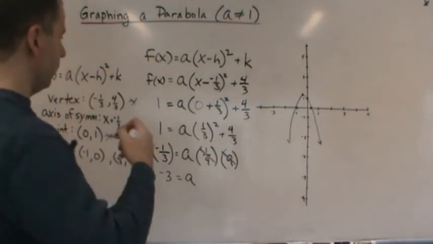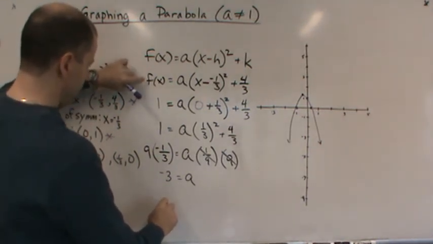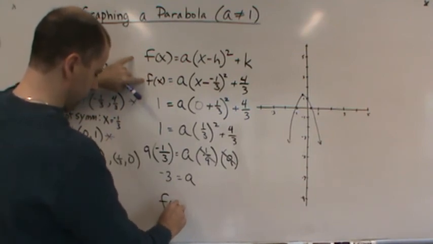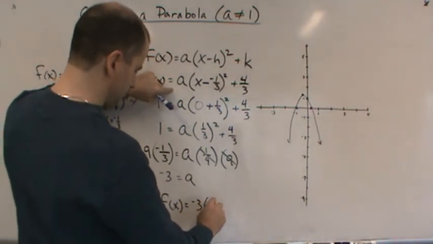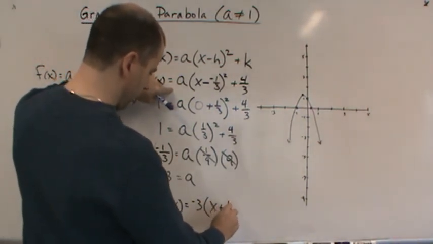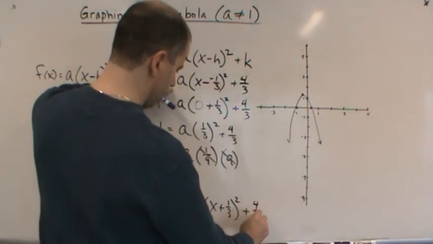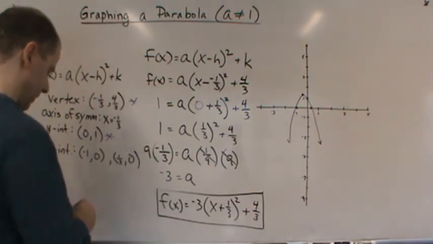We know the form of the equation of the parabola. It's going to be f of x equals negative 3 times x plus 1/3 squared plus 4/3. And that's what we ended up with last time. And that's it.